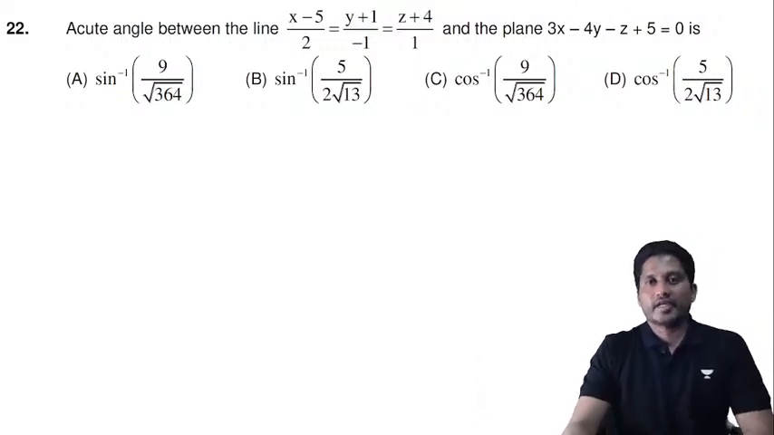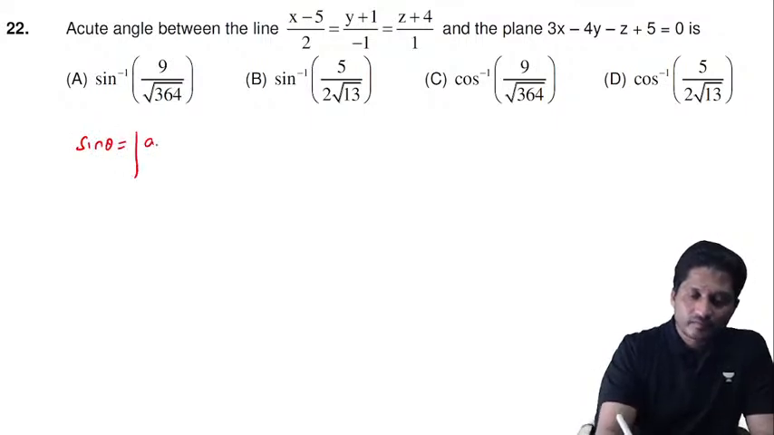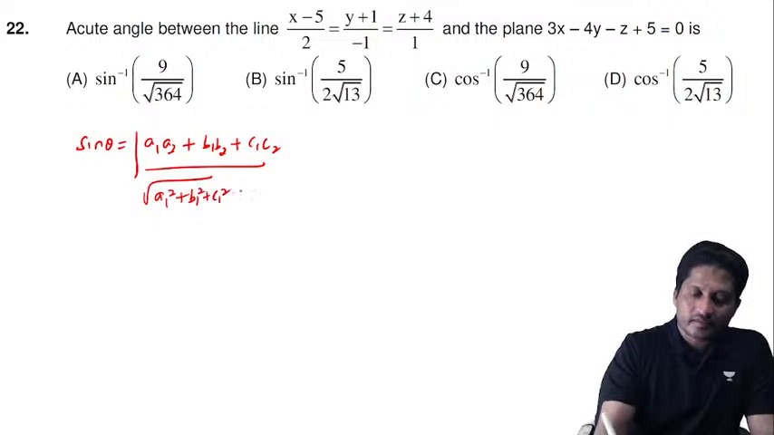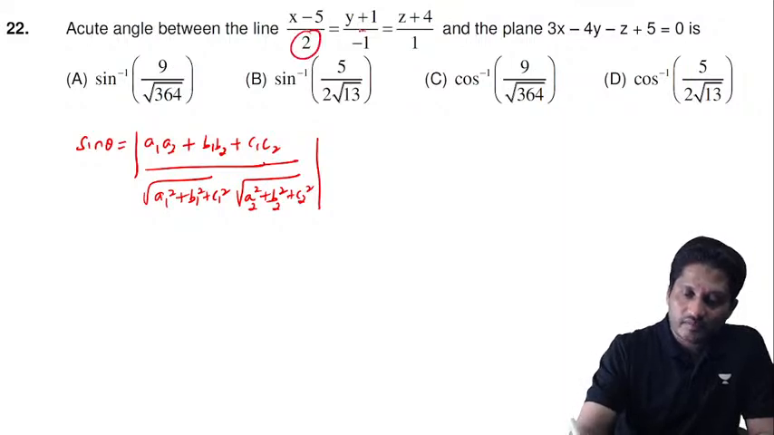Acute angle between the line and the plane: the angle between the line and the plane, sin theta is equal to modulus of a1 into a2 plus b1 into b2 plus c1 into c2 by root of a1 square plus b1 square plus c1 square into root of a2 square plus b2 square plus c2 square. Right, now this is a1, b1 and c1.